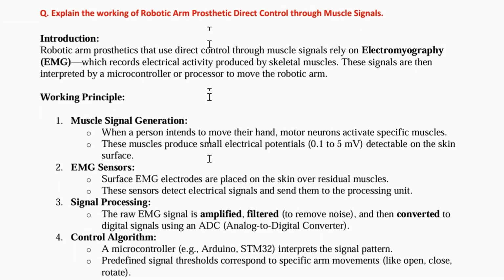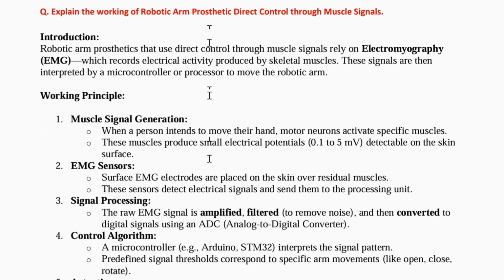Next, explain the robotic arm prosthetic direct control through muscle signals. Next question. So the robotic arm prosthetic direct control through muscle signals relies on electromyography, EMG, which records the electrical activity produced by our skeletal muscles. These signals are then interpreted by a microcontroller or a processor to move the robotic arm.